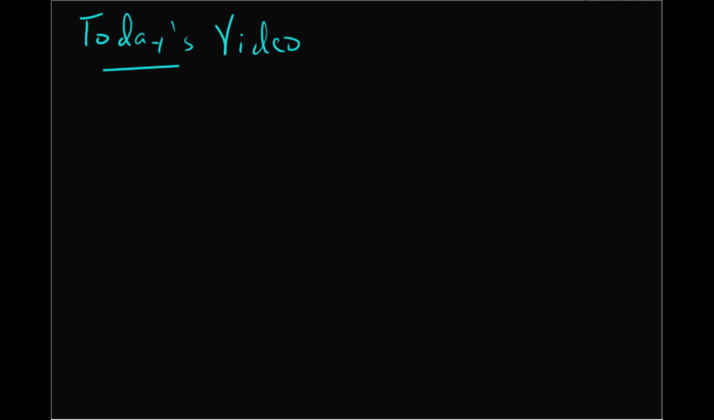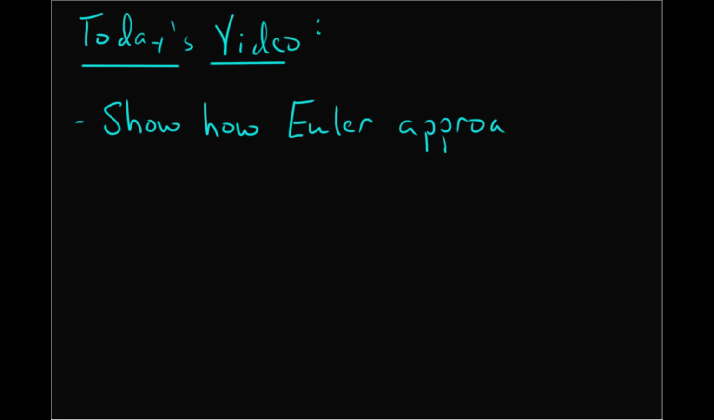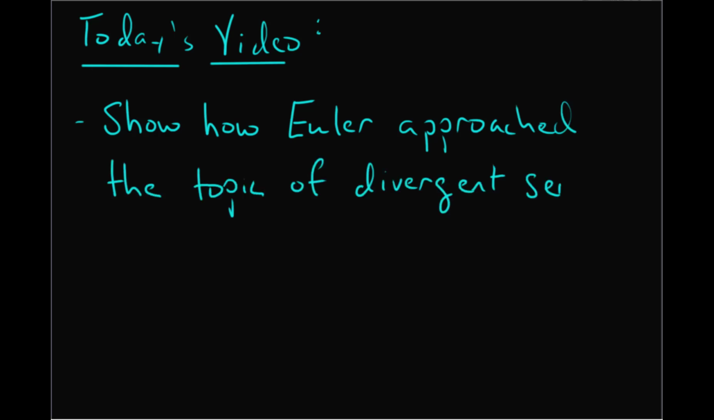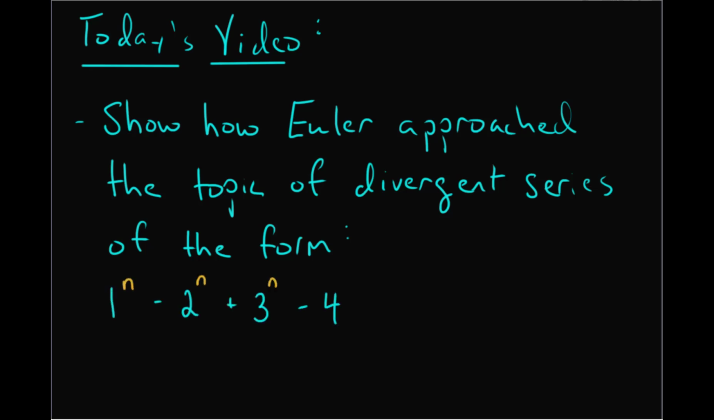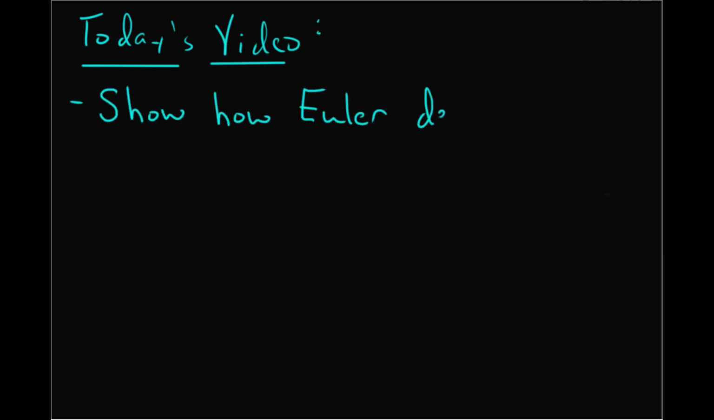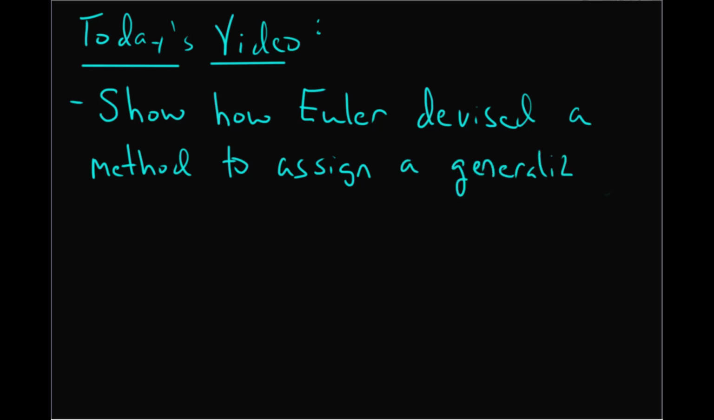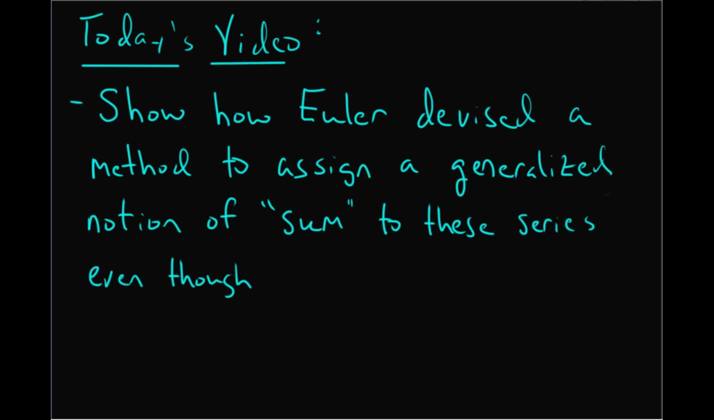So here's the plan for today's video. We're not going to do an overview of all of Euler's work on divergent series, but we will show how he approached the topic of specific divergent series of the form 1 to the n minus 2 to the n plus 3 to the n minus 4 to the n and so on, where n is a positive integer. And more concretely, we'll show how Euler devised a method to assign a generalized notion of "sum", and please note here that I put sum in quotation marks, to these series, even though they're known to diverge.